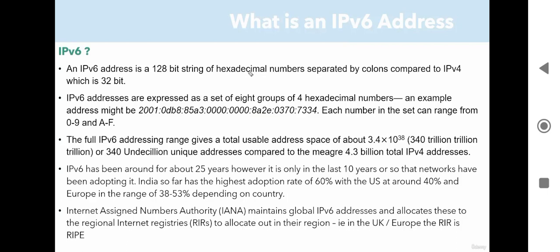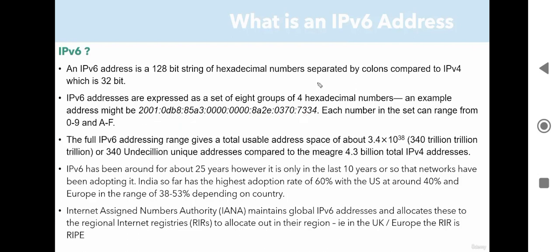IPv6 addresses are expressed as a set of 8 groups of 4 hexadecimal numbers. So as we can see here, we have 4, 4, 4, etc., all the way to the end, which will be 8 lots of them. Each number in the range can be 0 to 9 or A to F because it's hexadecimal.